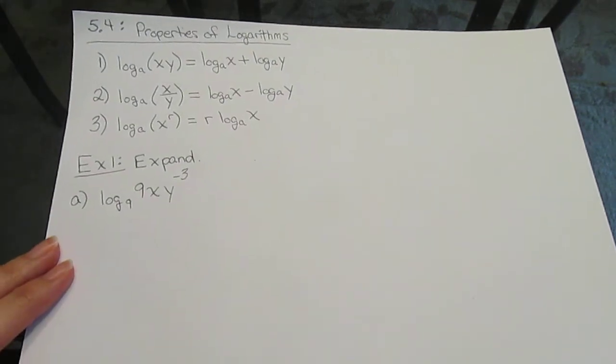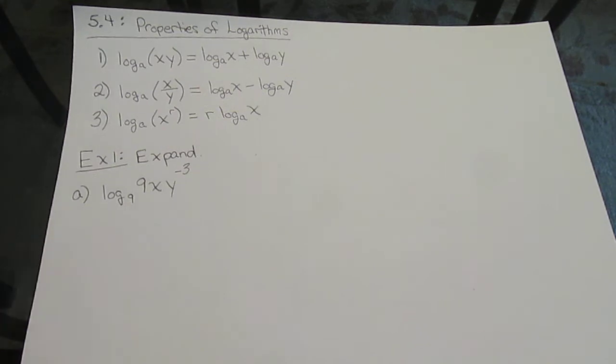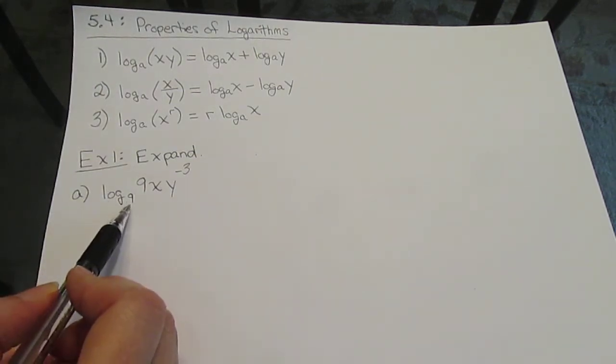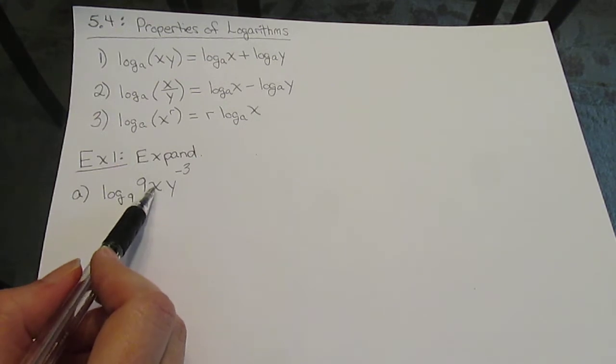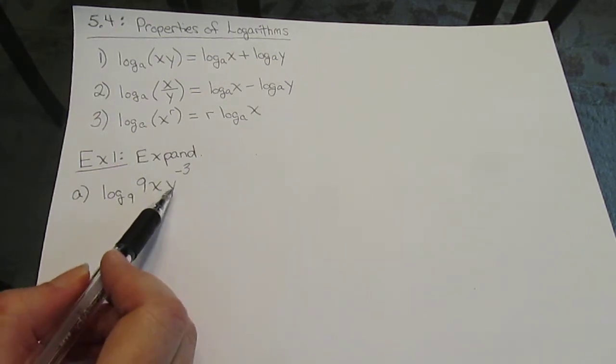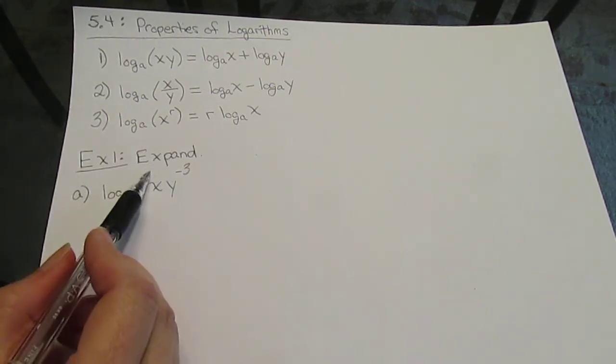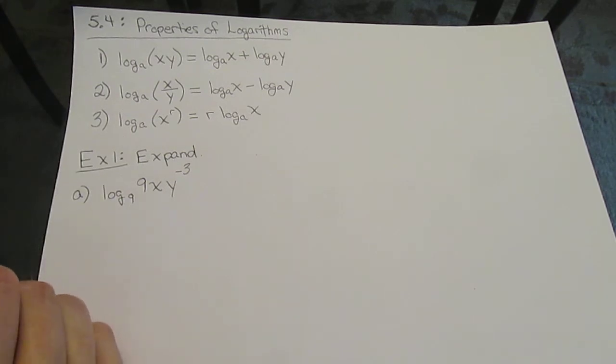In our first example, we're going to expand. So we're going to break apart the logs into sums and differences. Our first one, we see log base 9 of 9xy to the negative 3. Notice the y is the only variable that's to the negative third power. If there had been parentheses around the whole thing, then the whole thing would be to the negative third power. So pay attention to your parentheses.